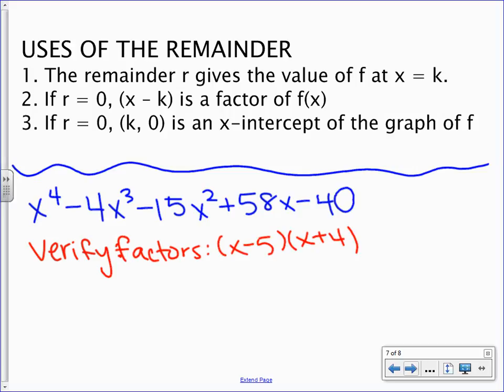Okay. And after you verify the factors, write the complete factorization and then find the zeros. So first of all, if you're verifying factors, what do you need to do? Synthetic division, and we want these to divide evenly, so we're looking for a remainder of 0. Okay?